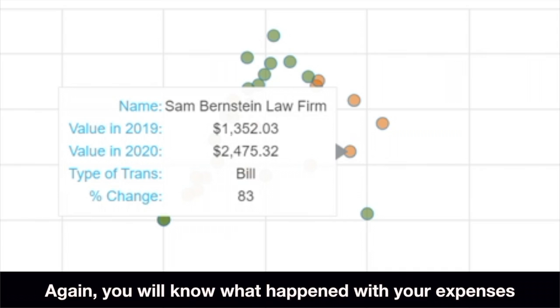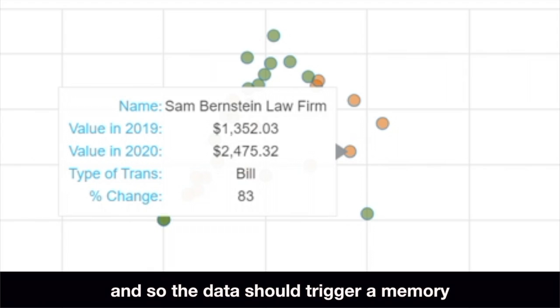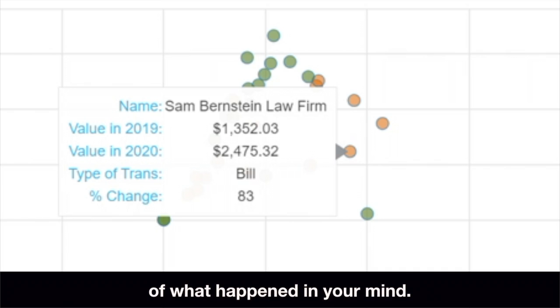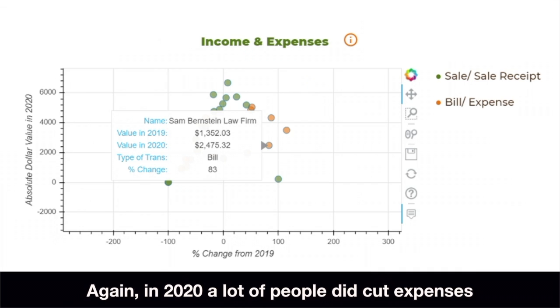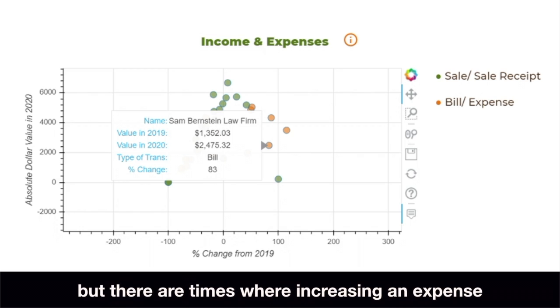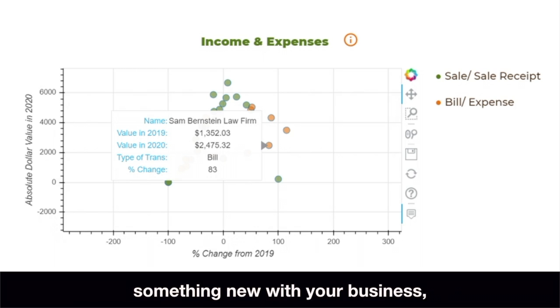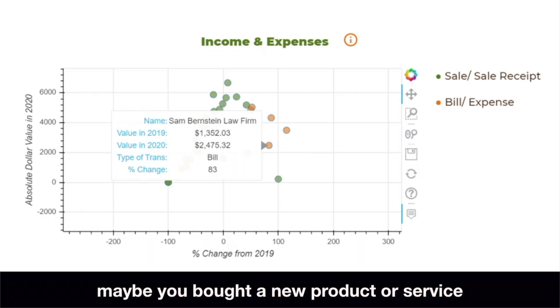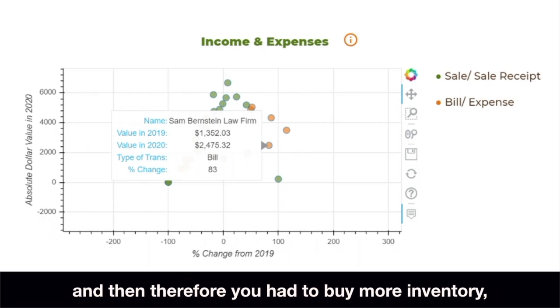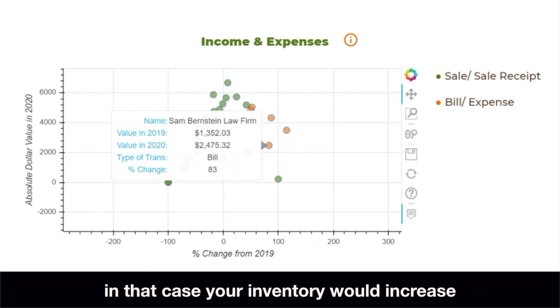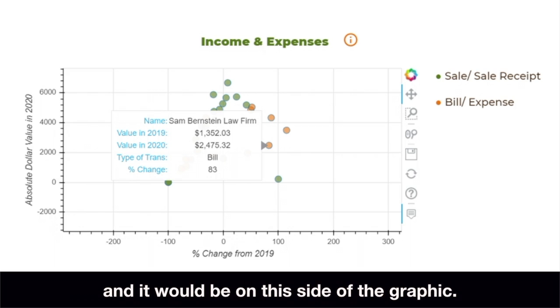Again, you will know what happened with your expenses, and so the data should trigger a memory of what happened in your mind. Again, in 2020, a lot of people did cut expenses, but there are times where increasing an expense is a good thing. So if you tried something new with your business, maybe you bought a new product or service, and then therefore you had to buy more inventory. In that case, your inventory would increase, and it would be on this side of the graphic.